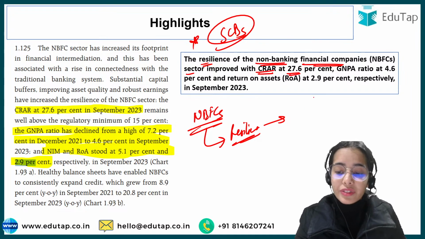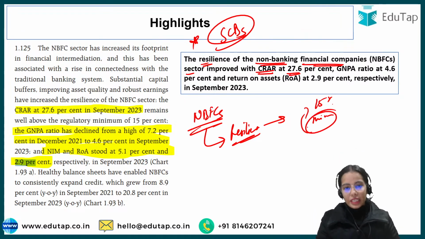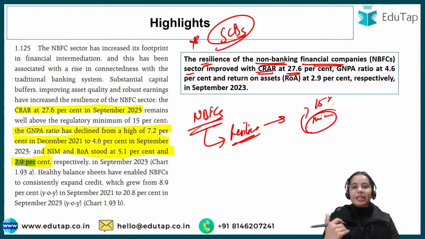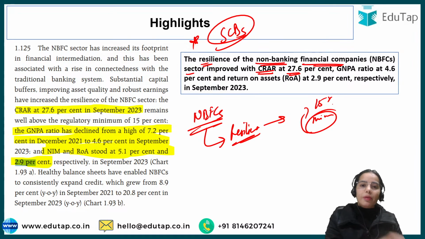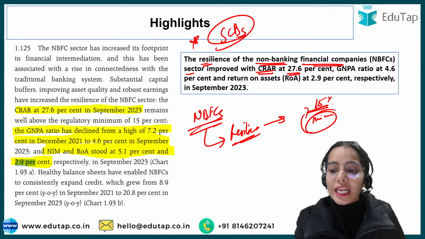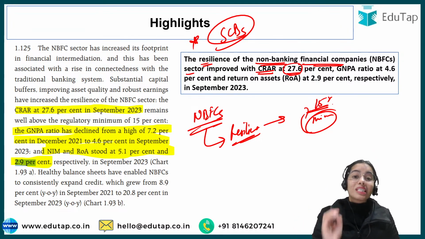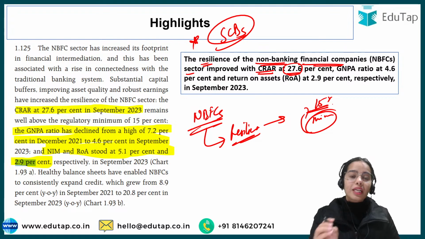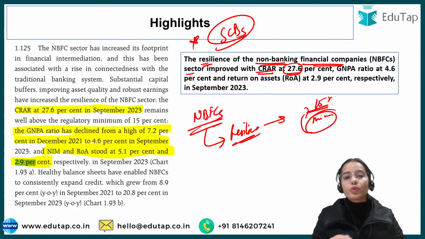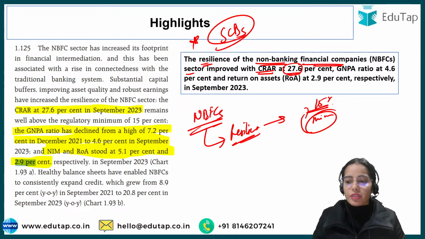The NBFCs have to maintain a minimum of 15% of CRAR. So the NBFCs have to maintain a higher CRAR as compared to banks. For the banks, the minimum is 9% plus 2.5%. For the NBFCs, the minimum is 15%. But the NBFCs are actually maintaining 27.6% of the CRAR with themselves. The capital adequacy ratio, or the capital to risk weighted asset ratio, is 27.6% for the NBFCs.